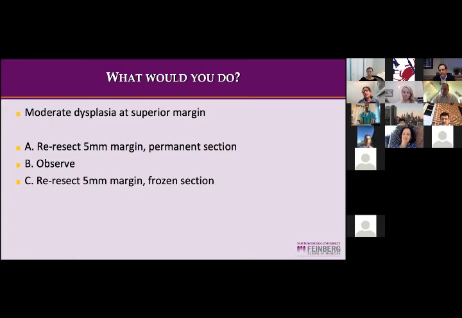At least in my training, we stopped at moderate, thinking if we're going to keep chasing this disease for what we would observe. A lot of these patients ended up meeting criteria for some kind of adjuvant treatment anyway. So maybe we were spared that. Certainly something more on the severe side, I would go ahead and re-resect.